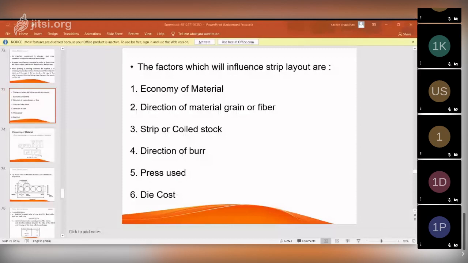Okay, but some advantages are also there with that. You can use this coil stock when the production is very high, meaning continuous production is required, then you can use the coil stock.